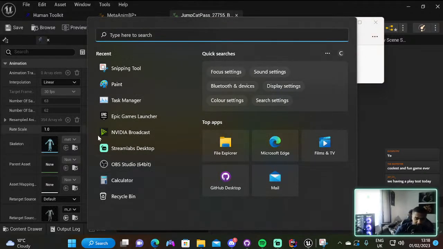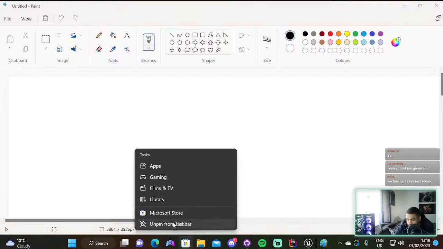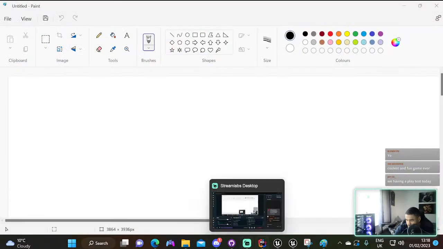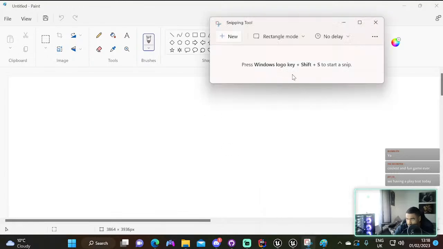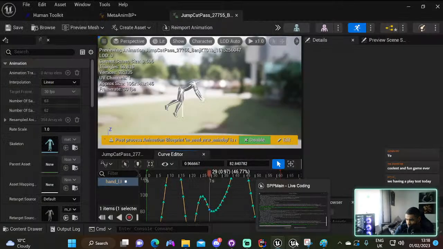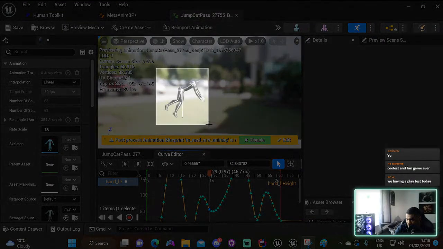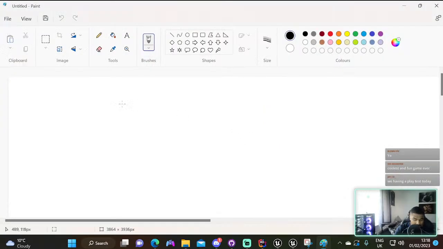Where's Paint? Paint, whipping you out, man. I can't see half my screen. Can I unpin you, please? I can't even unpin. Okay, let's close you. Okay, can I copy an image onto here? If I got you, can I paste an image here?